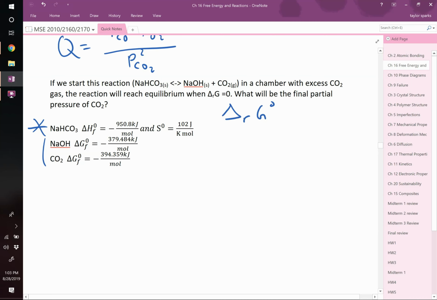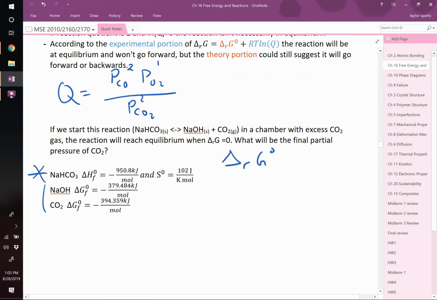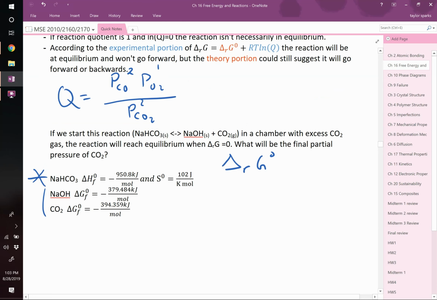Now, how do we normally figure out delta RG naught? Well, you would just take these individual values and do products minus reactants. The problem here is that I haven't given you the delta G naught of formation. Instead, I've given you delta HF naught and the molar entropy, right? So the first thing you're going to have to do to approach a problem like this, what would we do first? Anybody think they have an idea? I haven't given you one of the key things you need to know. You need delta G, and I've given you delta H and S. What can we do?